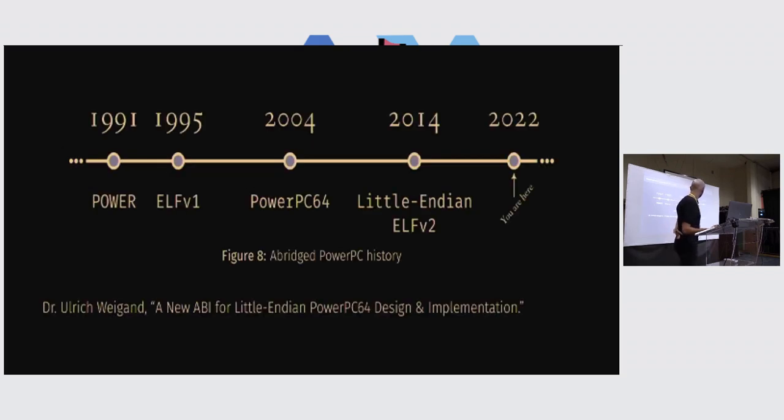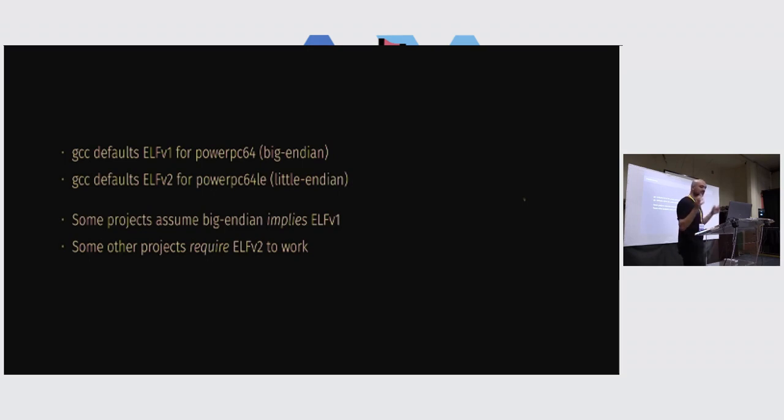And so, what does this imply for us? Well, GCC defaults to ELFv1 for PowerPC 64 big endian, and it defaults to ELFv2 for the little endian variant. Some projects assume that big endian implies ELFv1, because GCC defaults to it, so you're going to be using it. And some other projects require ELFv2 to work no matter if you are little endian or big endian. So if you choose ELFv1, some projects won't work. Among them is the musl project, which is important to compile statically anything. So it's a dependency for Nix, so kind of important.